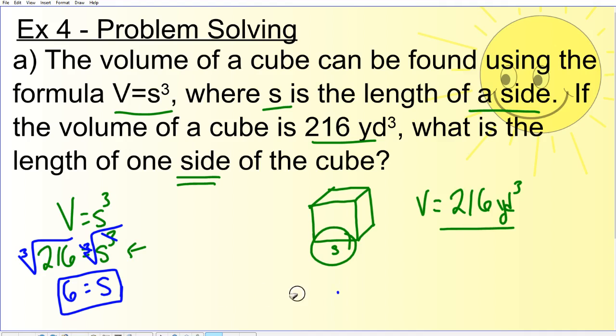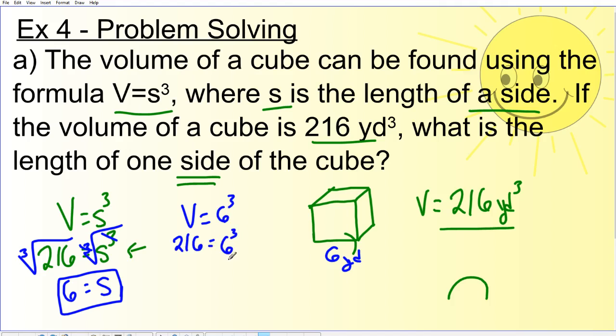So that would mean the length of the side of this cube is 6 yards. And just to double check yourself, if we go back to the volume, we knew the volume was 216. If the length of one side is 6, does this math work out? Is 6 cubed equal to 216? The answer is yes. Yes, it is. So this is the correct answer.